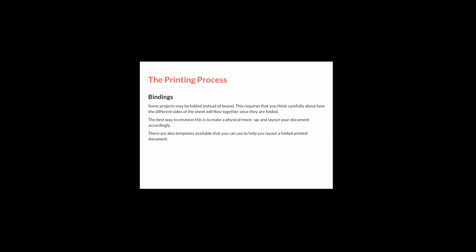Some projects may be folded instead of bound. So this requires that you think carefully about how the different sides of the sheet will flow together once they're folded. Sometimes we don't think about that, and then last minute we're like, oh no, it doesn't work. The best way to envision this is to make a physical mock-up and lay out your document accordingly. I am not kidding you.